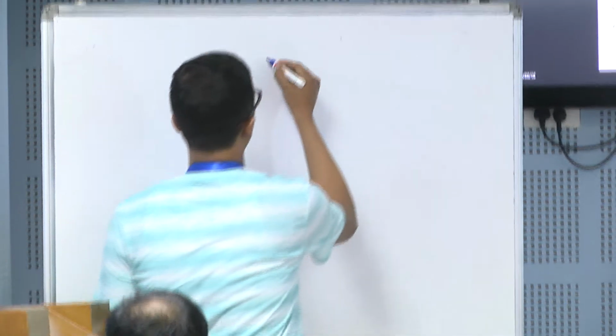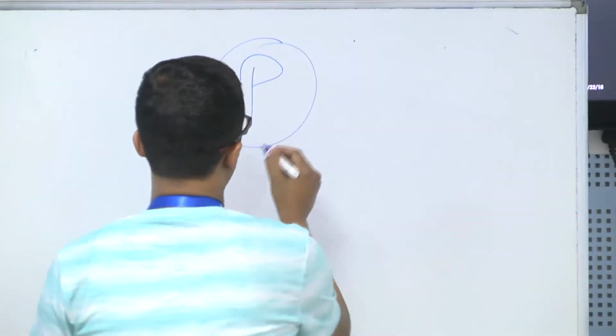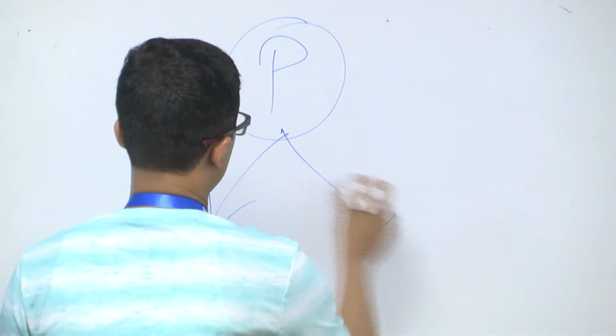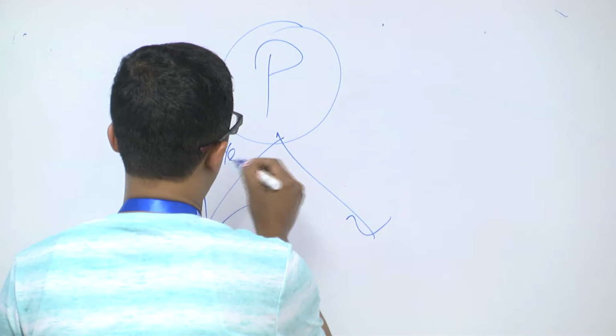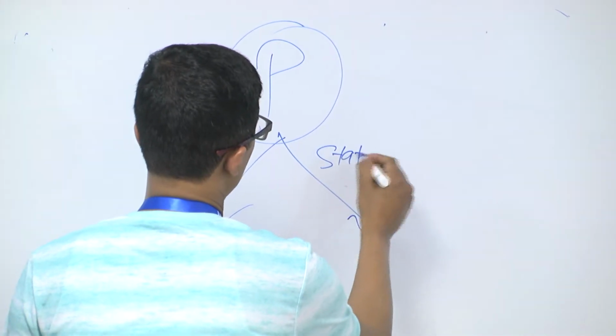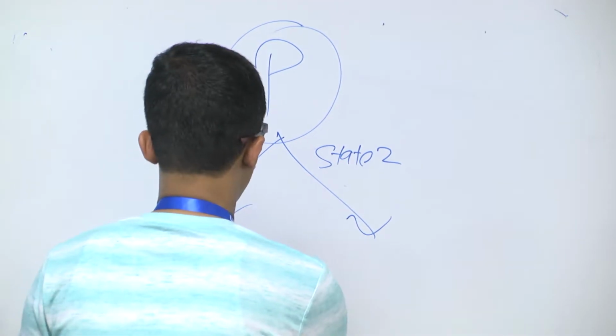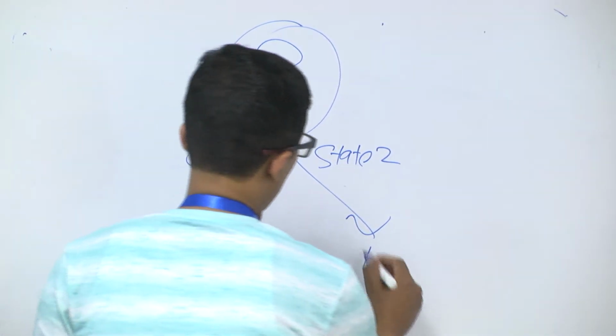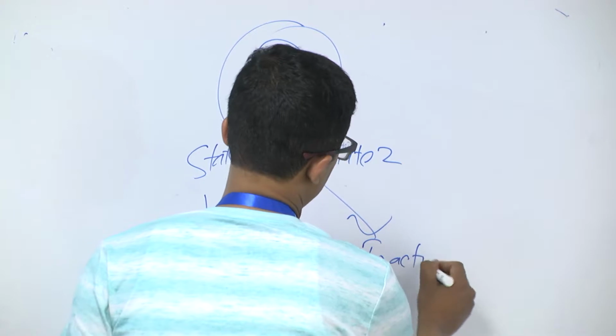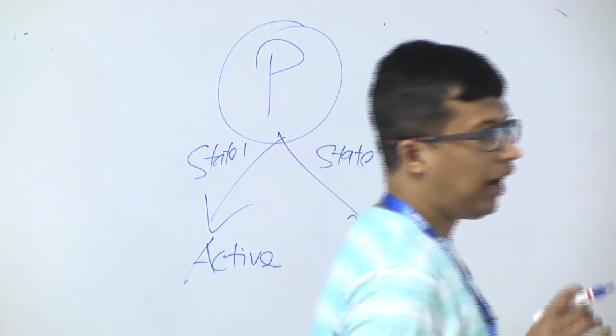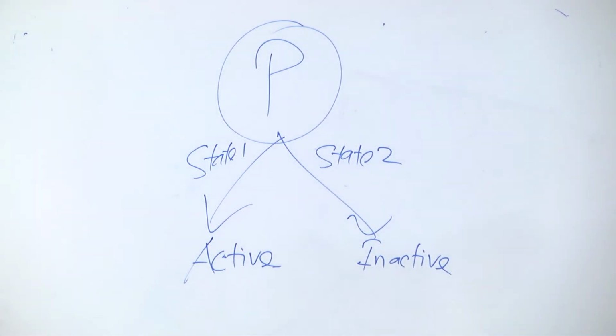So, you have one protein and you have two different states, state 1 and state 2. What I am asking is, in state 1 it is active, in state 2 it is inactive. The question is, how can you take that into account in a metabolic model? Because in a metabolic model you do not have any protein.